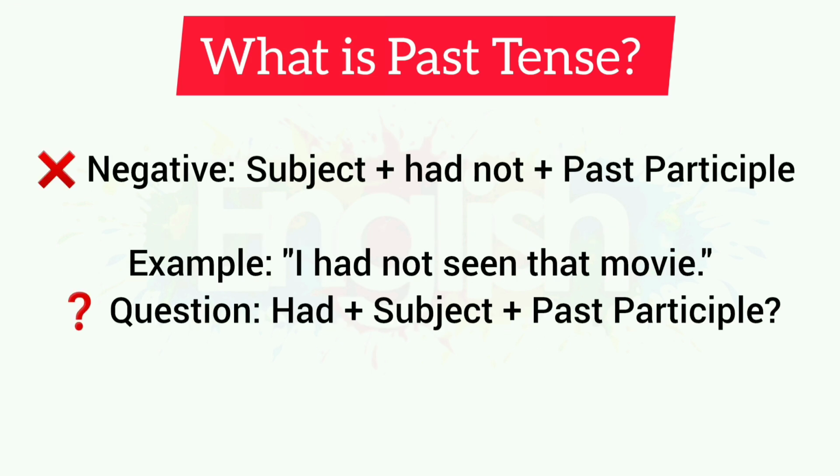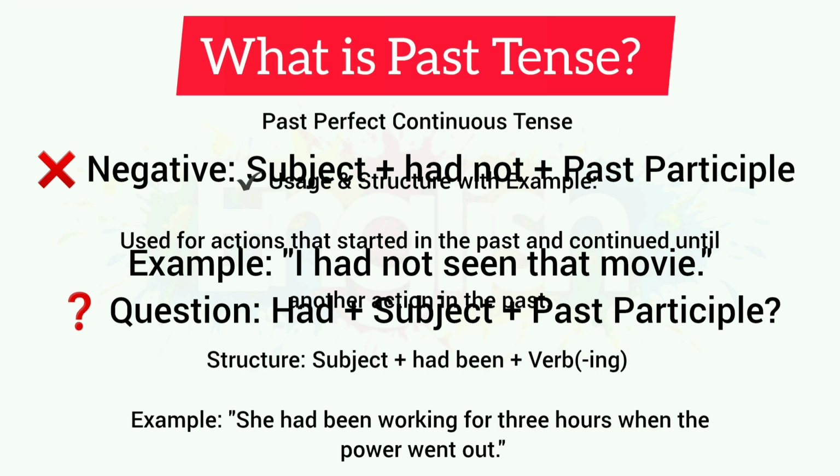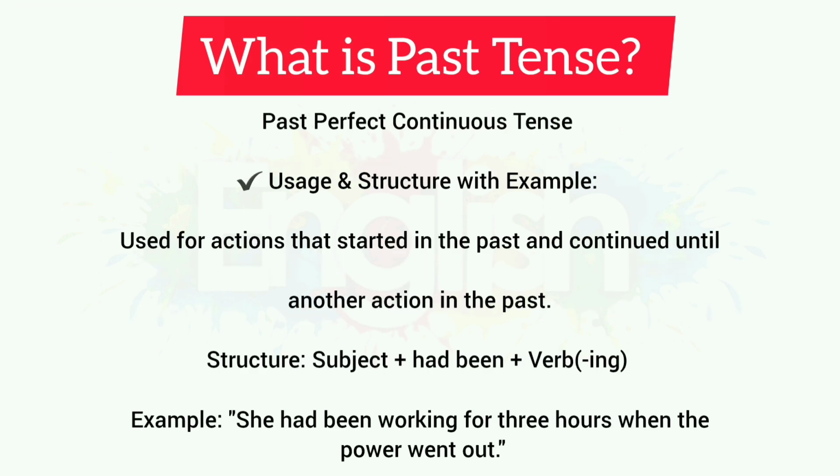Negative: subject plus had not plus past participle. Example: I had not seen that movie. Question: had plus subject plus past participle? Example: had he finished his work? Past perfect continuous tense. Usage and structure with example: used for actions that started in the past and continued until another action in the past.